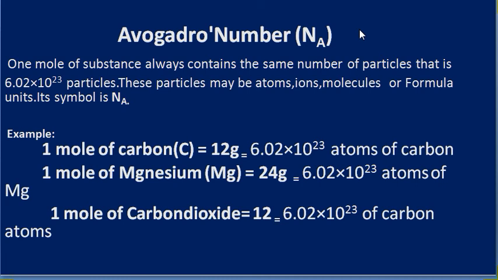Same here, if we say 1 mole of carbon atoms, its atomic mass is 12 gram, but the Avogadro number is 6.02 into 10 to the power 23. If we see magnesium, its mass is 24 gram, but what is its Avogadro number? 6.02 into 10 to the power 23. Same here for carbon dioxide. Carbon dioxide is a molecule, so same here, 6.02 into 10 to the power 23 molecules.